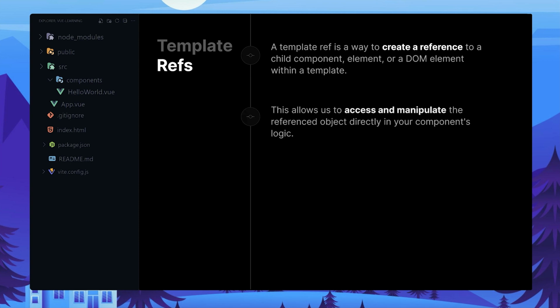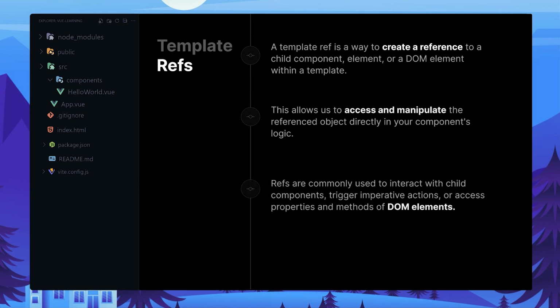This allows us to access and manipulate the reference object directly in your component logic. Refs are commonly used to interact with the child component, trigger imperative actions, or access properties and methods of the DOM element. So now let me show you this in action.